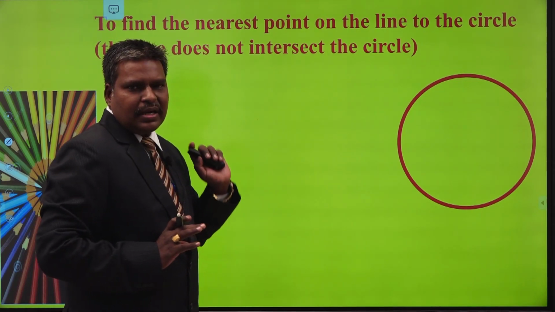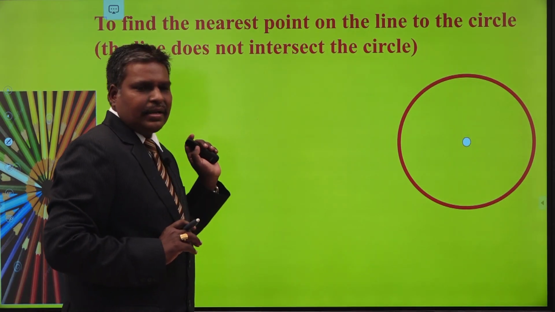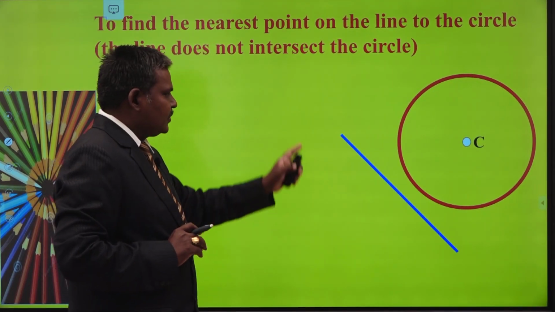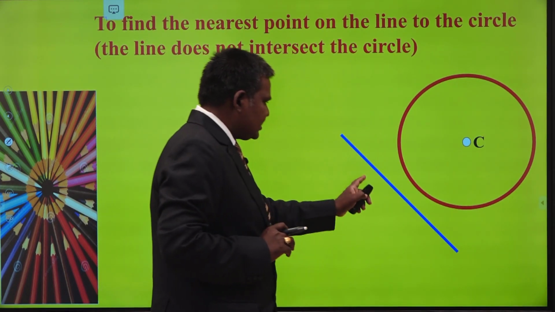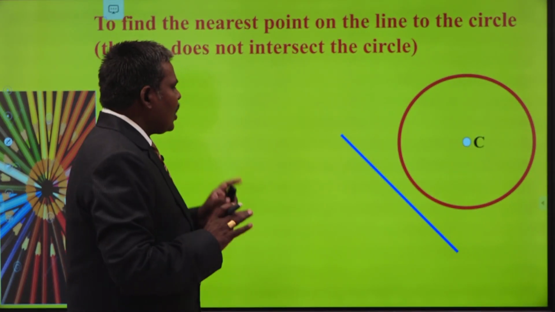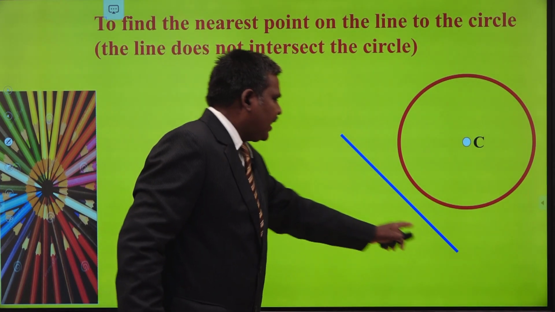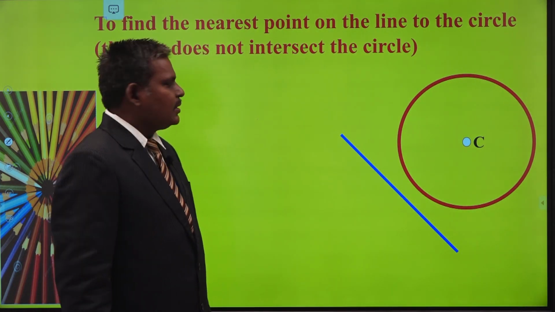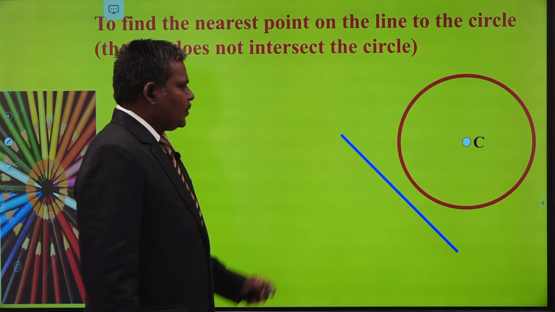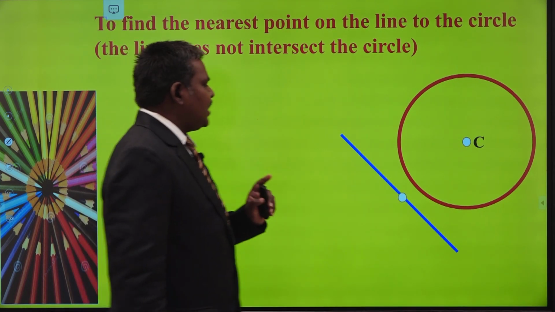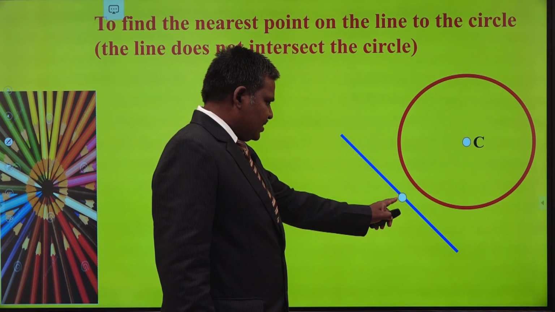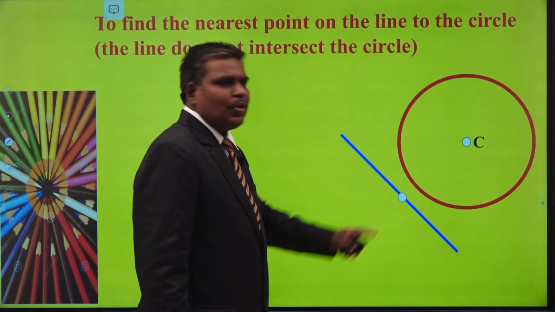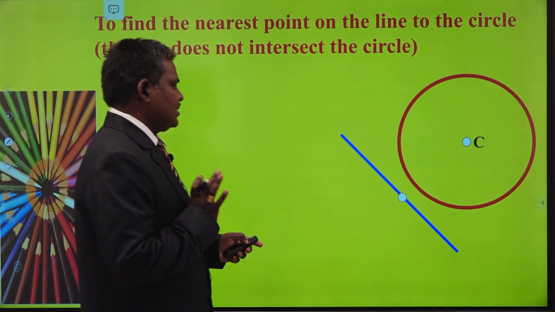This is your circle, and this is the center of the circle. Say this is a line which neither touches nor intersects your circle. You have to identify the point on this line which is nearer to the circle. That is my ambition. Now I am going to find out the point. I am saying this is my favorable point, and I will explain within seconds why it becomes my favorable point.